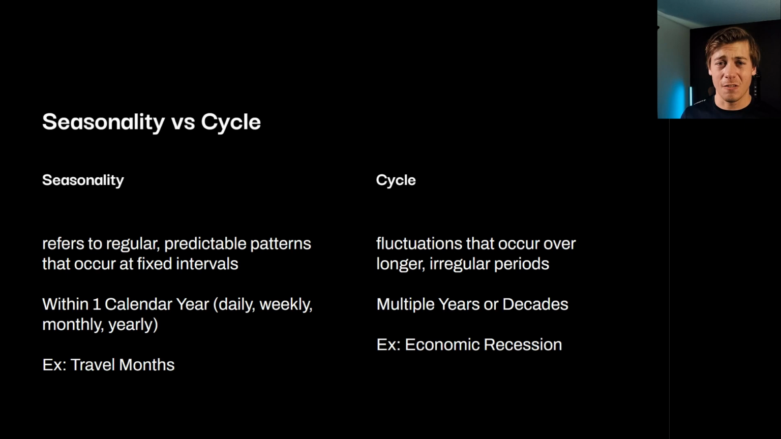It's pretty easy to confuse these two. So seasonality refers to regular predictable patterns that occur within fixed intervals. You can think of this typically within one calendar year, right? Daily, weekly, monthly, or yearly. And these are, in our example, travel months, or you could think of like temperature, etc., right? Now let's take a look at cycle. So fluctuations that occur over longer irregular periods. So this can either be multiple years or decades. And the easiest way to think of this is like an economic recession. It's not always predictable, economic recession, and sometimes you'll be in this for a decade, or sometimes it'll take a few years.